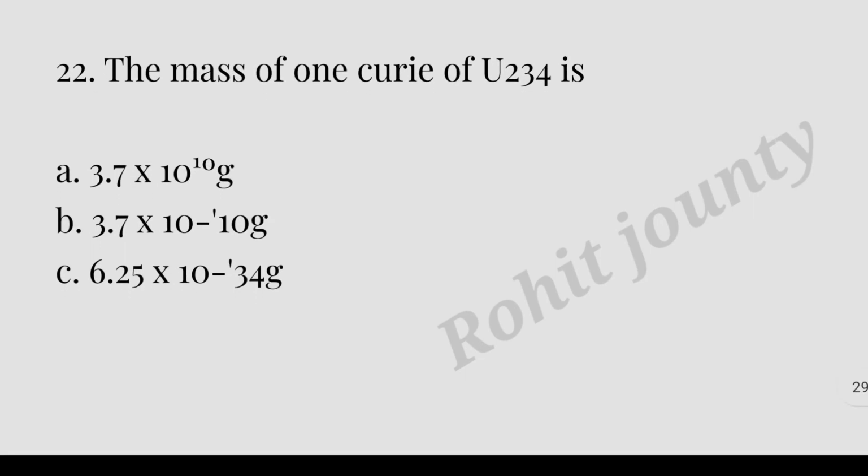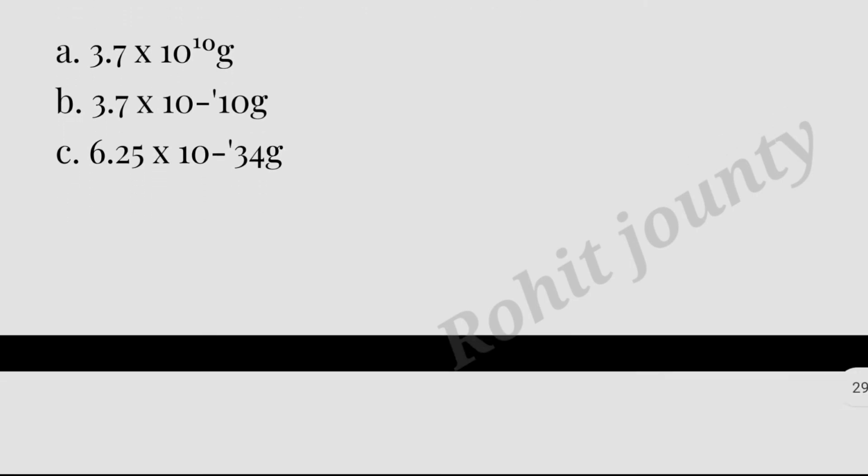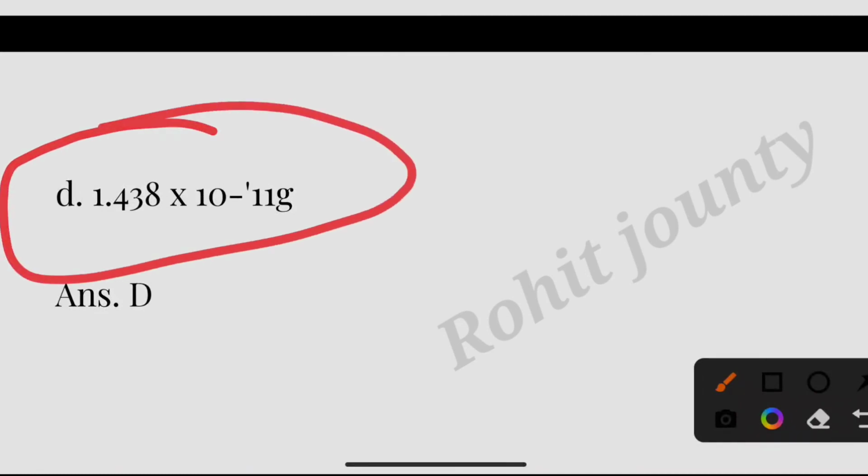Question number 22. The mass of 1 curie of uranium-234 is option A 3.7 into 10 to the power 10 gram, option B 3.7 into 10 to the power minus 10 gram, option C 6.25 into 10 to the power minus 34 gram, option D 1.438 into 10 to the power minus 11 gram. The correct answer is option D 1.438 into 10 to the power minus 11 gram.